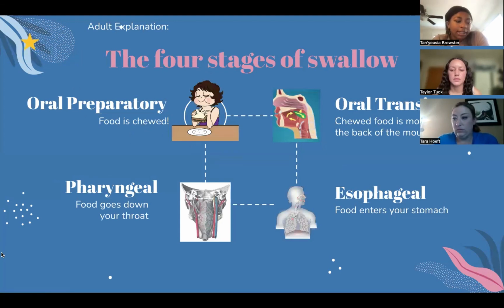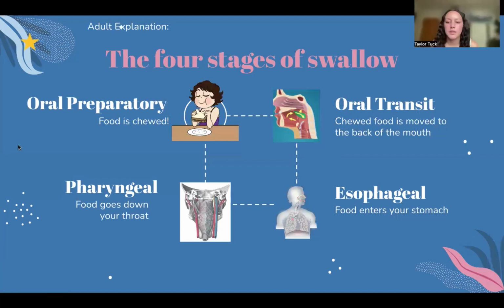In the oral transit stage, the chewed food is pushed to the back of the throat to initiate a swallow reflex. The pharyngeal phase usually only takes about a second and consists of the chewed up food being propelled through your throat by muscles squeezing the food downward. Once the chewed up food travels through your throat, your muscles relax, allowing the food to enter your stomach, which is called the esophageal phase.